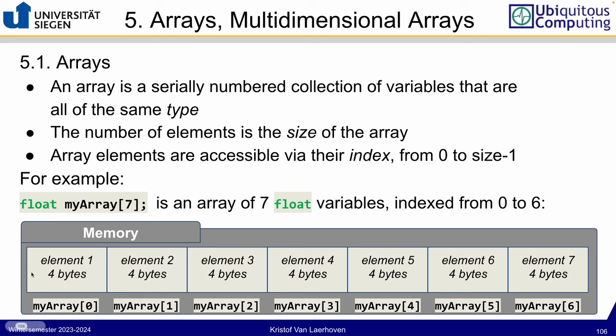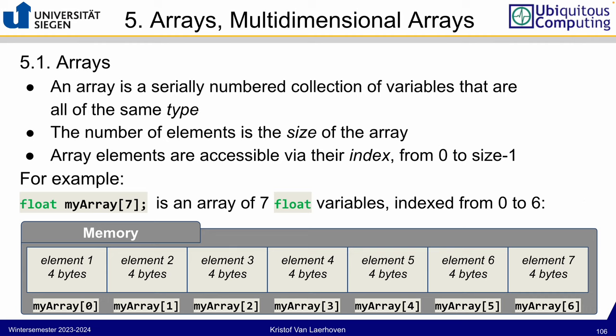And in memory, in that case, this looks like this. So we basically have 7 elements over here, and we can number them from 1 to 7, just in our brain, so to say. But from the compiler's point of view, you need to index them from 0 to 6. So myArray 0 is the first element, myArray 1 is the second element, and so on until myArray 6, that is the last element, the seventh element. Okay, and all of those are 4 bytes because we know that a float type is always modeled into 4 bytes.